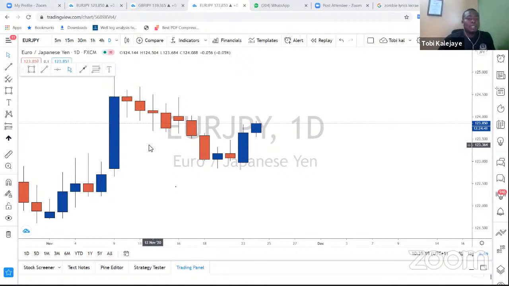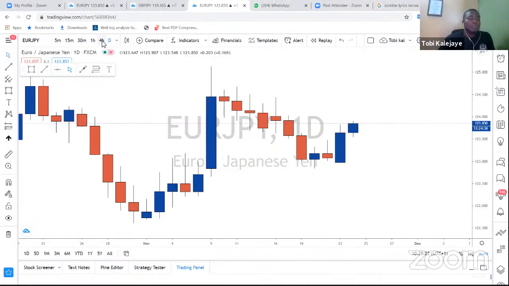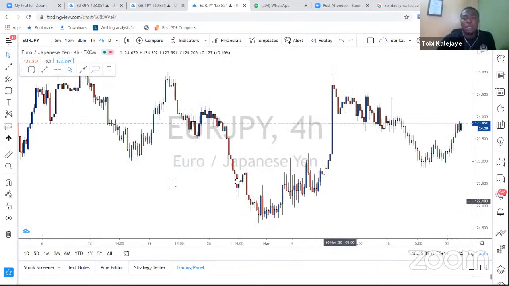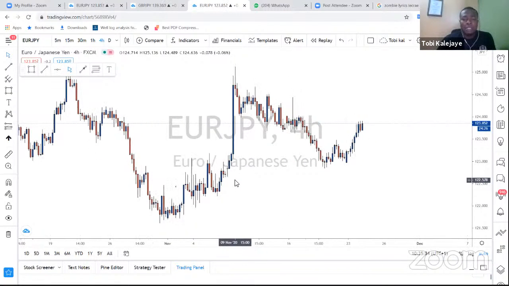What do you do over there? That's where you begin to mark out your levels. If they are so significant on the D1, yes, you can mark them out. But when you mark out your levels on H4, it helps you a lot. You are getting it closer. You are bringing it closer into perspective, okay?